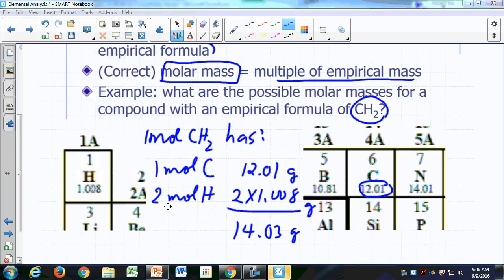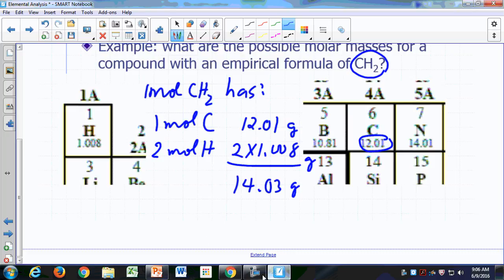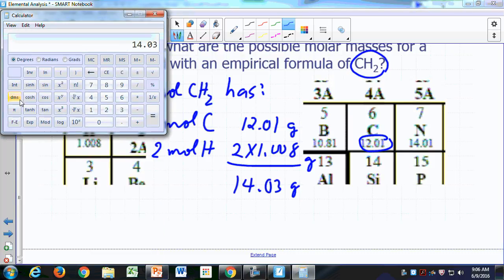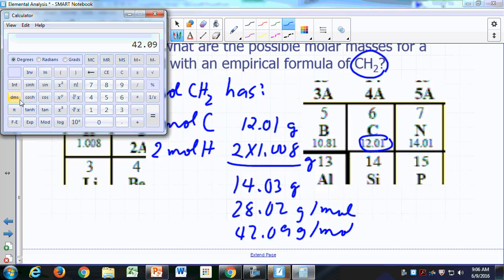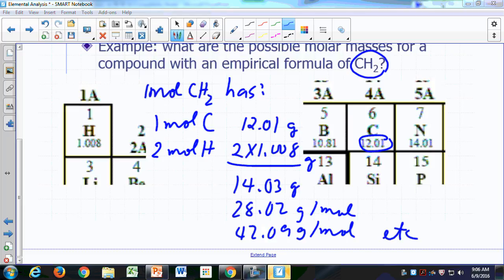So the possible molar masses would be multiples of that. 14.03 times 1, that's one possibility, times 2, that would be 28.06 grams per mole, which is a possibility. Okay, 14.03 times 3, 42.09 grams per mole is a possibility, and so on. So it's a multiple of 14.03 if the empirical formula happens to be CH2.